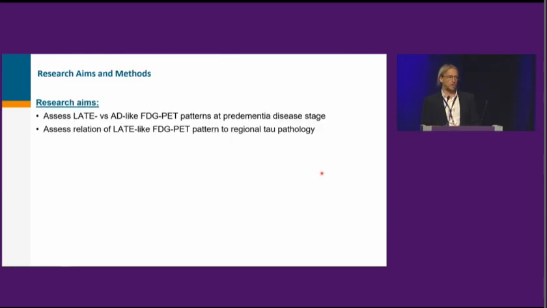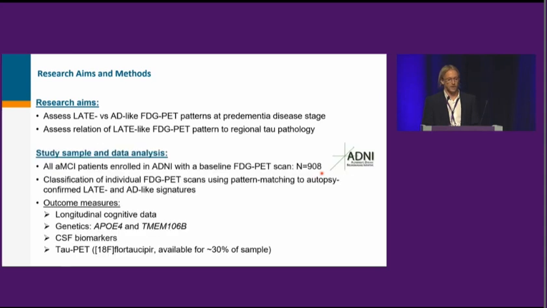So in the current work, we wanted to follow up on this initial study to assess these LATE versus AD-like FDG patterns for patient stratification at an earlier pre-dementia disease stage. And we also wanted to have a closer look at the association between this LATE-like FDG pattern with regional tau pathology. So for that, we studied all amnestic MCI patients currently enrolled in the ADNI study who had a baseline FDG PET scan available, about 900 patients.